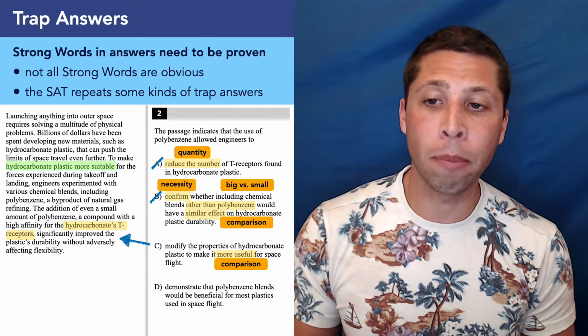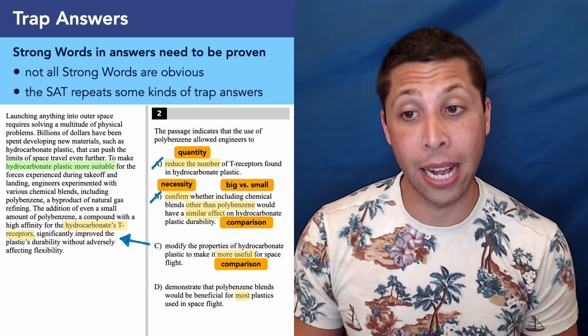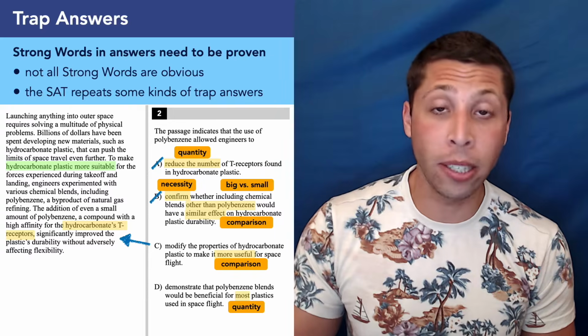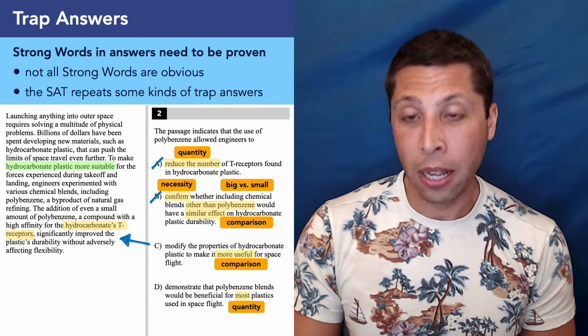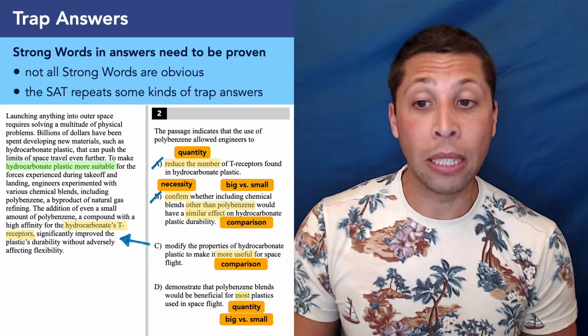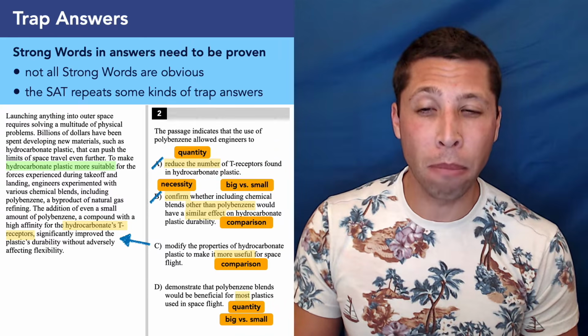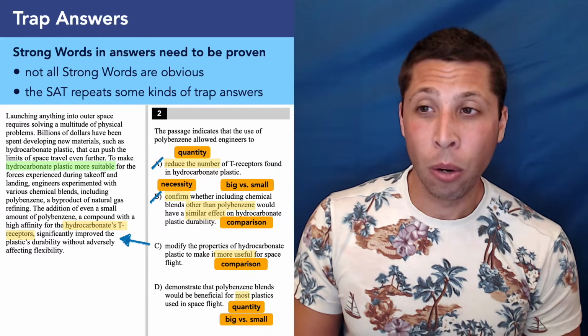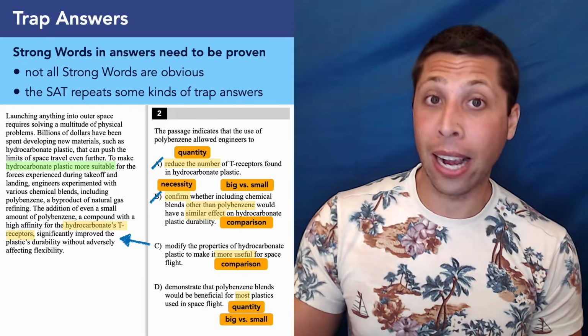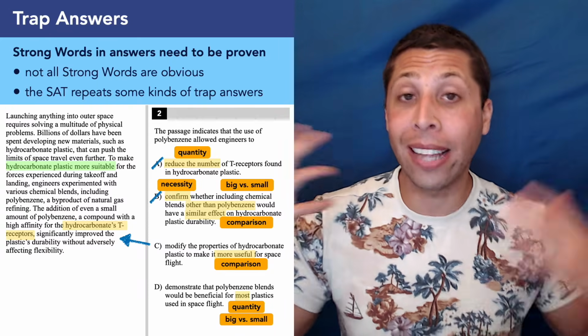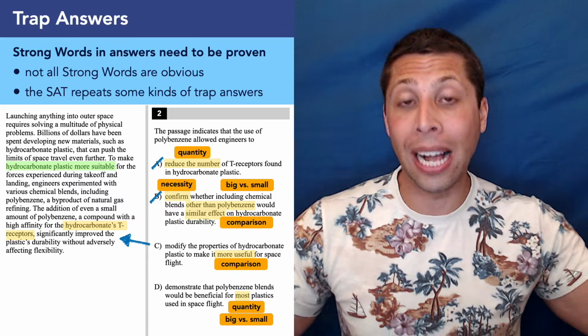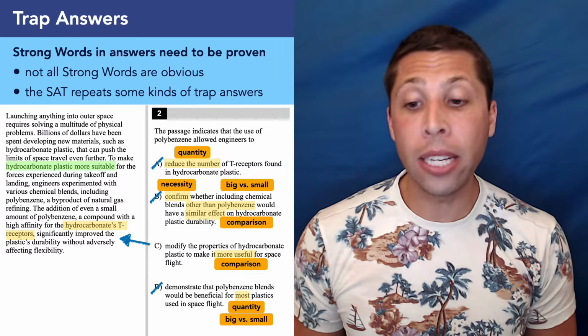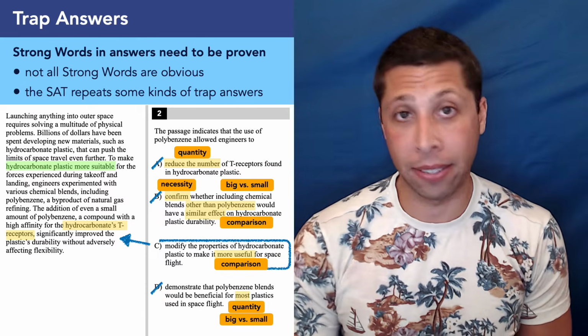Demonstrate that polybenzene blends would be beneficial for most plastics used in spaceflight. Well, there's that quantity word, most, so I gotta be careful, but even looking deeper, big versus small, are we really talking about most plastics used in spaceflight? We seem to be talking specifically about these hydrocarbonate plastics, so I don't know, am I allowed to make this bigger claim about all plastics? I don't think so, so D is gonna be wrong, and C is gonna be the best answer here.